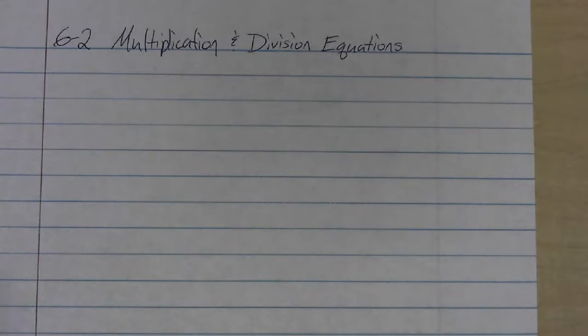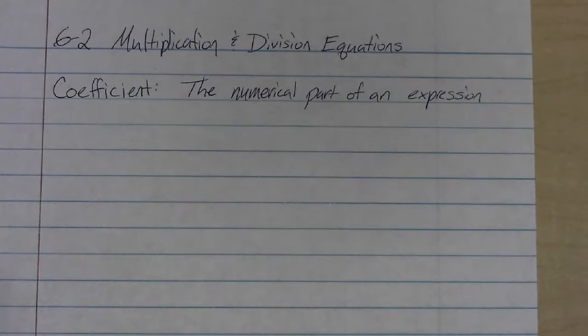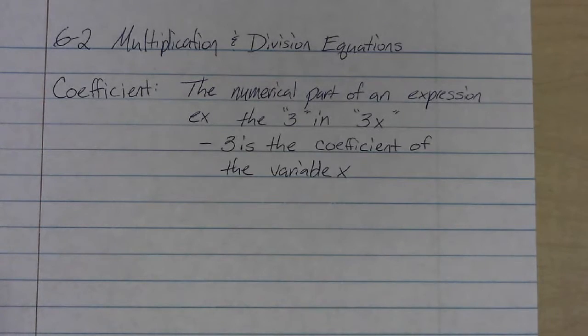Alright, so first thing we have for this lesson is some vocabulary, words and phrases we have to get out of the way. The first one that we're going to go over is coefficient. Coefficient, spelled C-O-E-F-F-I-C-I-E-N-T, is the numerical part of an expression. Think of it as the number with the letter when you have an expression. So, for example, the 3 in the expression 3x. 3 is the coefficient, x is the variable in that expression.